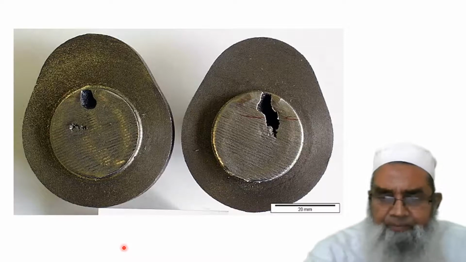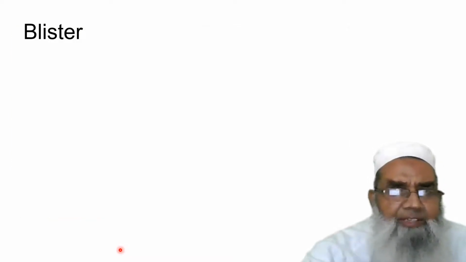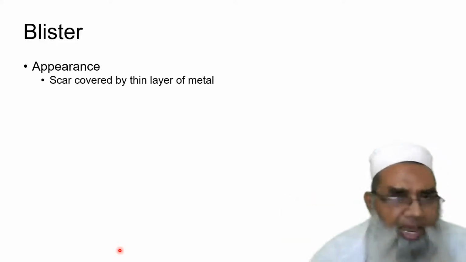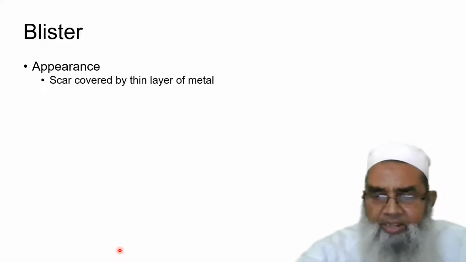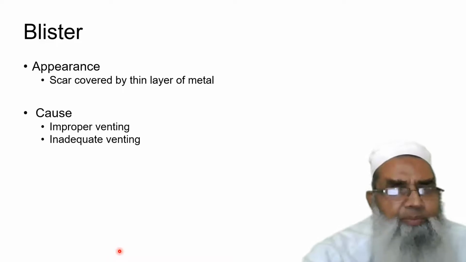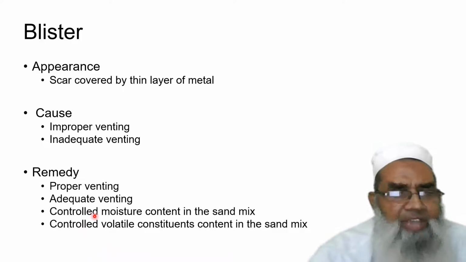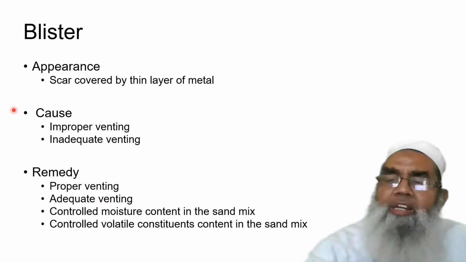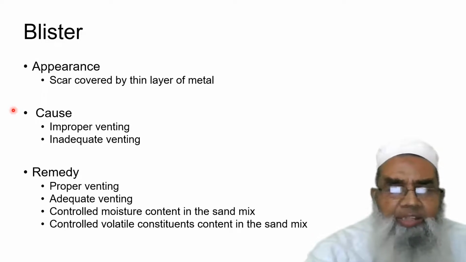Now this is a blister. The blister appears as a scab, but covered by a thin layer of the metal. Now this again is due to improper or inadequate venting. Maybe the same remedial process, that means proper venting and controlled moisture content and controlled volatile constituents in the sand mix.